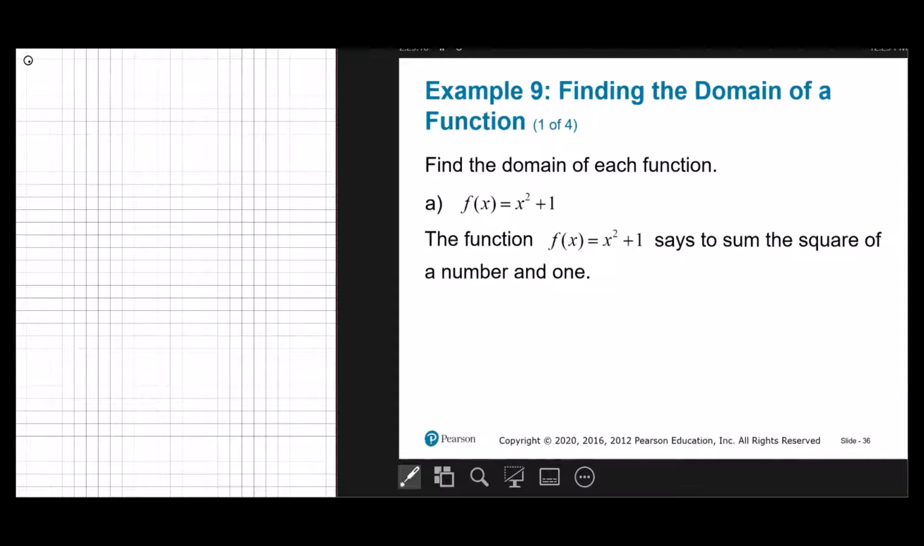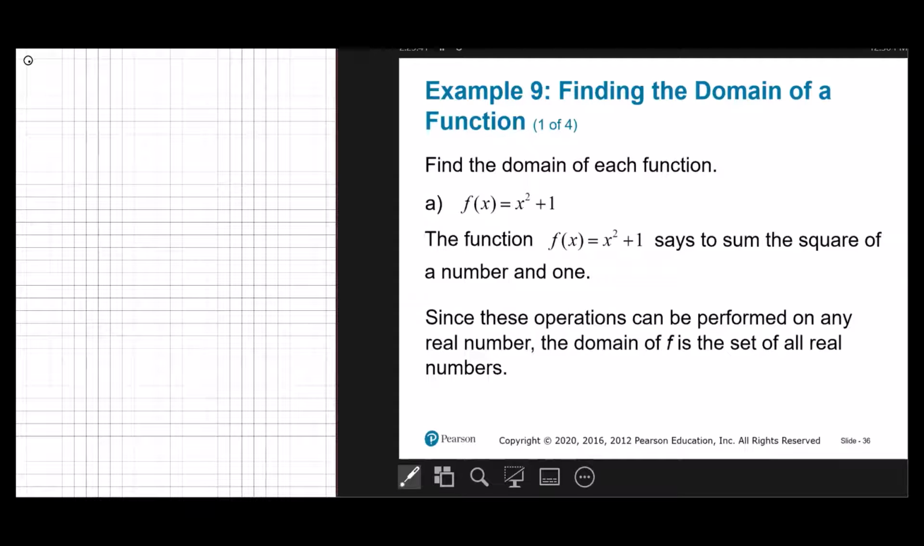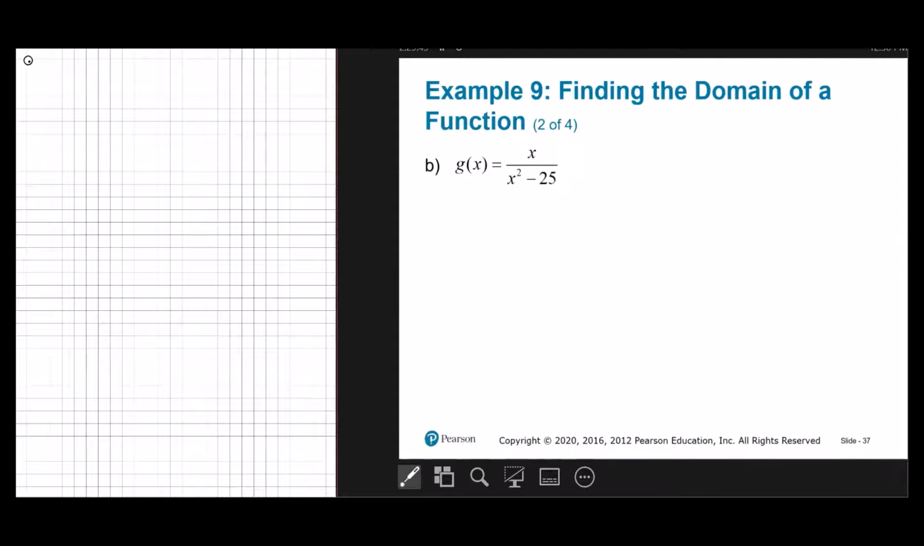So here we have, yeah, any number. We can find the square of any real number. The square of negative numbers is a positive number. The square of positive numbers is a positive number. The square of 0 is 0. So I can find these values. So it's the set of all real numbers.